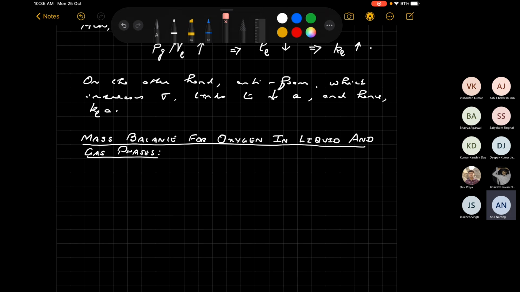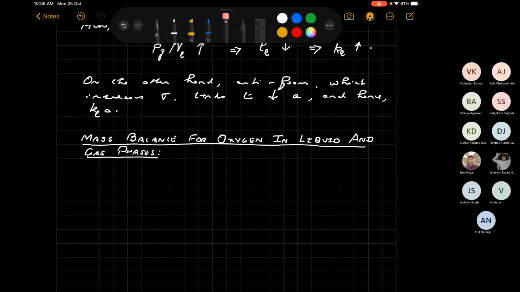And the reason was that we were not ready for it. And why were we not ready for it? We were not ready for it because we did not know how to describe how oxygen is getting pumped from the gas phase to the liquid phase. We just had no idea. Well, now we have a model for the rate at which oxygen goes from the gas phase to the liquid phase. And since we have that model, we can now proceed to do so.